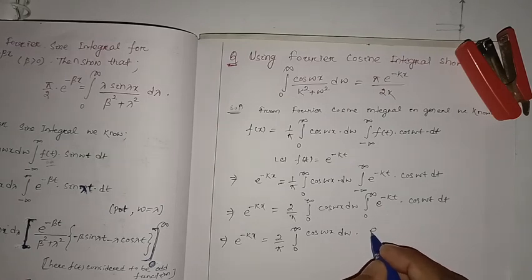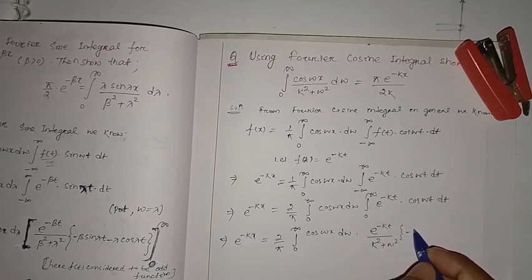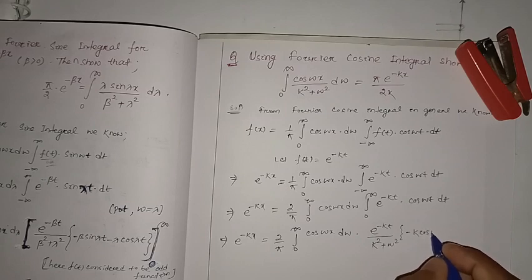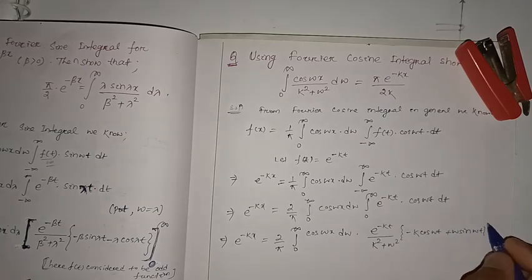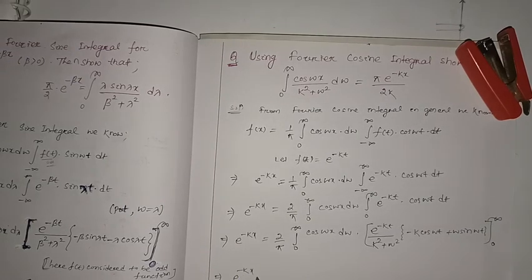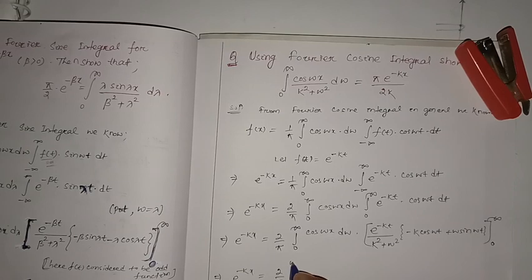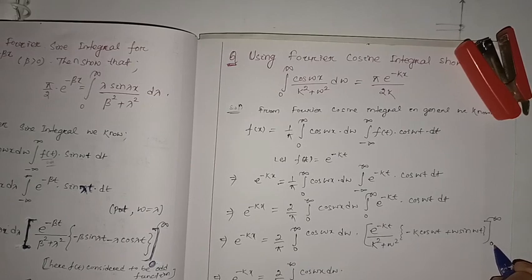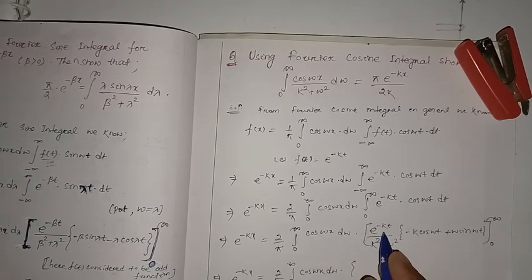So this value will be e to the power minus kt divided by k square plus omega square, into minus k cos omega t plus omega sin omega t, that we have to use from the special integration, with limits 0 to infinity. So that implies e to the minus kx. If I put the limits, then what do we find? Here at infinity it will be 0. Then if you put 0, this value will be e to the 0.